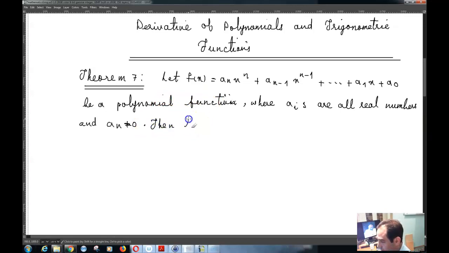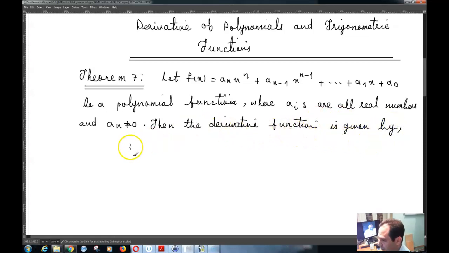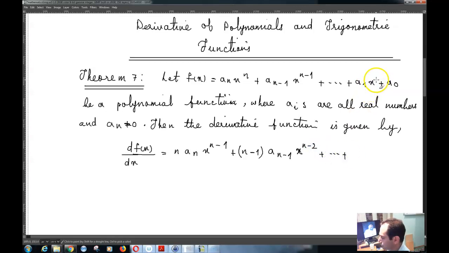Then the derivative function is given by d by dx of f of x is equal to n times a of n x raised to the power n minus 1 plus n minus 1 times a of n minus 1 x raised to the power n minus 2 plus all the way up to 2 times a of 2.